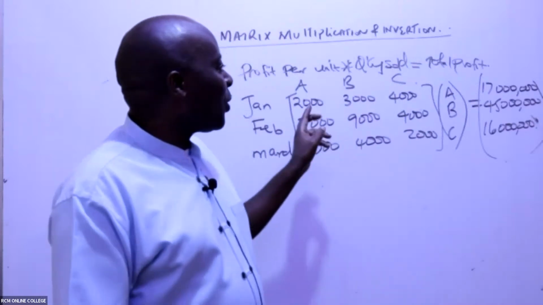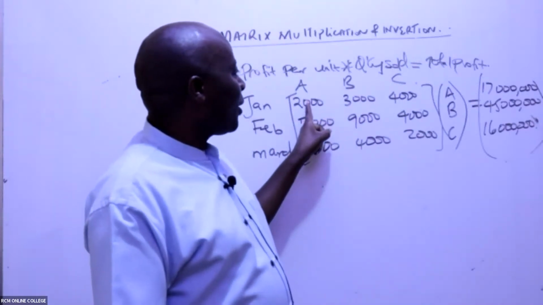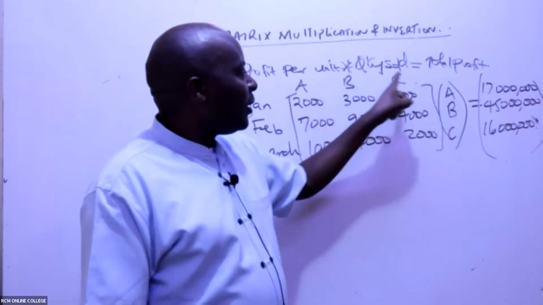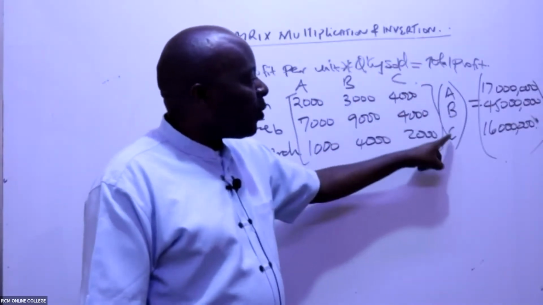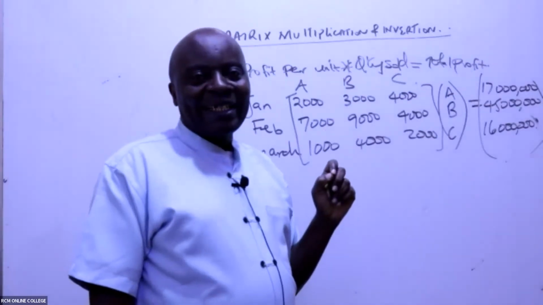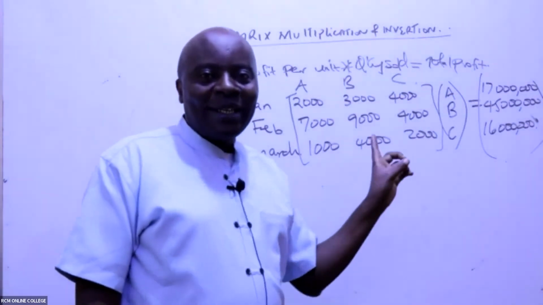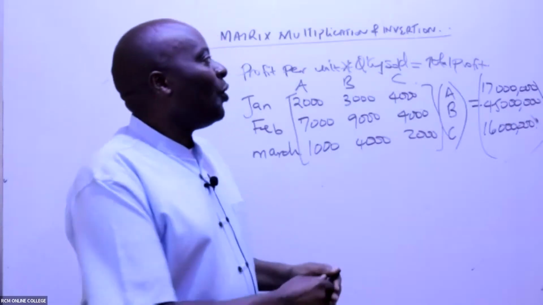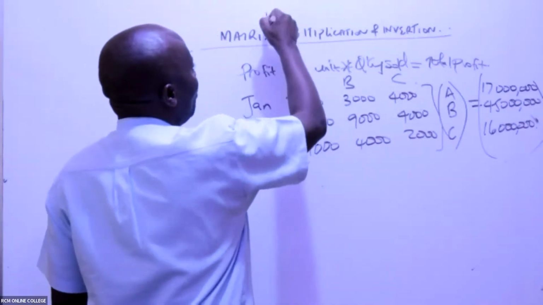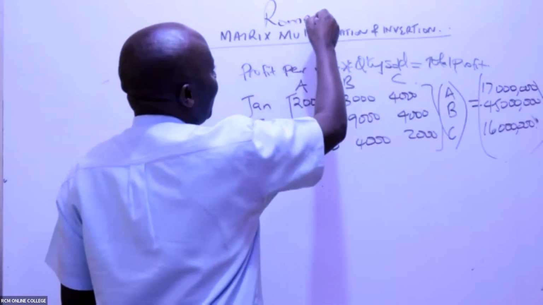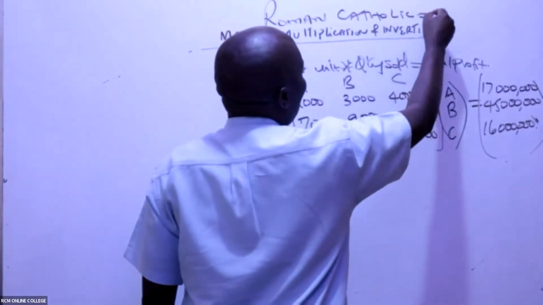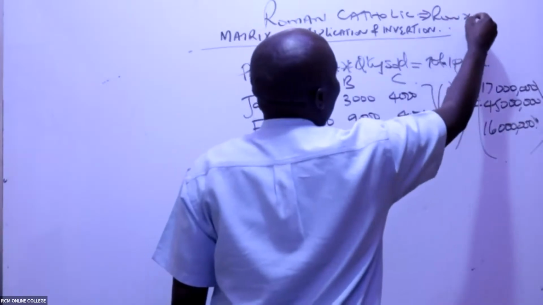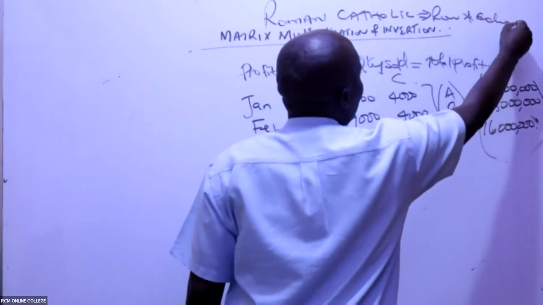So you see, now the figure of A will multiply with A here, the figure of B will multiply with B there, and the figure of C will multiply with C there. Because normally we multiply using the concept of rows multiplied by columns. Rows multiplied by columns.